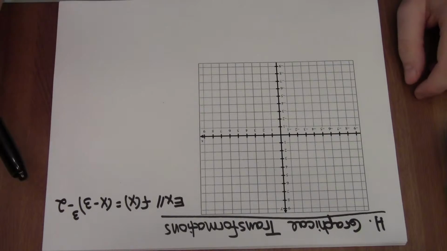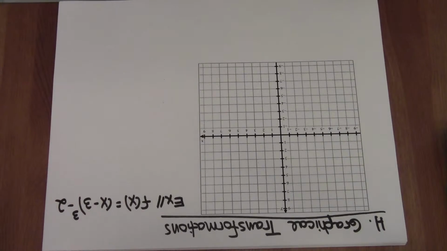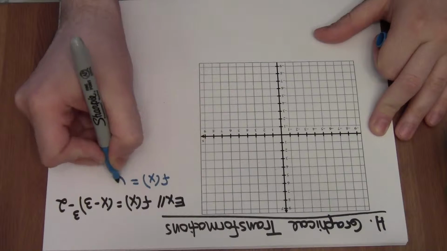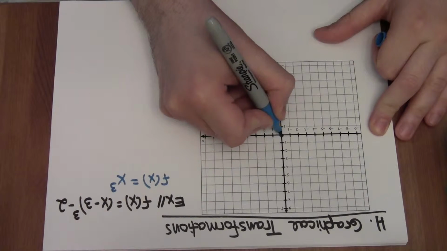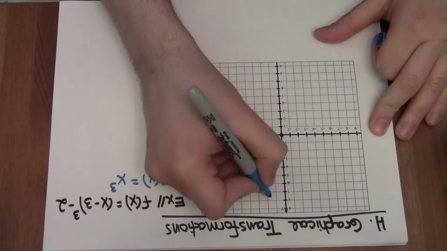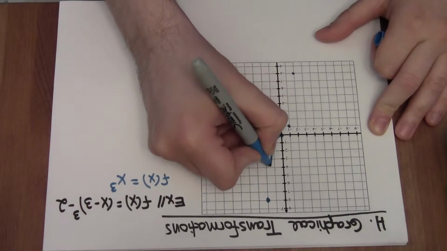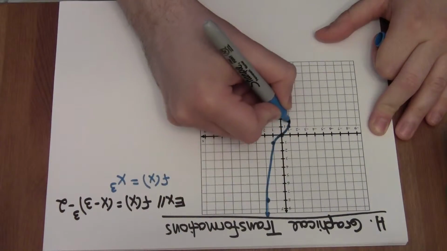Well, looking at this function, because of that cube, that will make my parent function just f of x equals x to the third. And I'm going to plot that. 0, 0, 1, 1, 2, 8, negative 1, negative 1, negative 2, negative 8. Connect the dots, and that's our parent function.